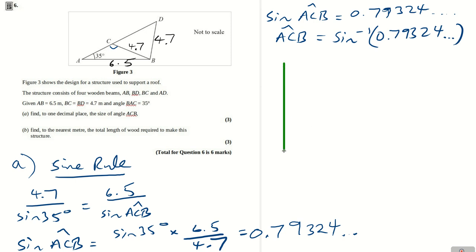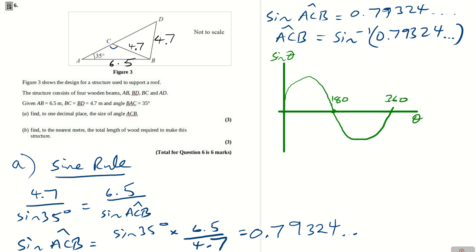If we think about what the sine graph looks like, if I draw a sketch, it's going to look something like that. Not perfectly drawn, but that there is sine theta, and that there is theta. Now that's 180 degrees, that's 360, and that there is 90. The top value of sine here is 1, and it's minus 1 on the bottom. But if we've got a value 0.79, it's about here, isn't it? So between 0 and 180, there are going to be two possible angles it could be. One here and another one here, right?